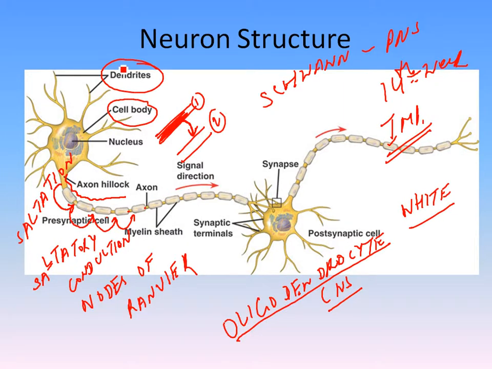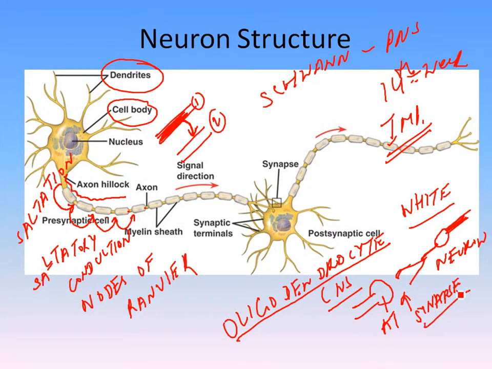At the end of the terminal knob is a gap, and this is called a synapse. So in other words, the axon terminal is ending here. This is not going to touch the next dendrite. Here's the dendrite, here's the cell body, and here's the axon. This is the axon terminal. The axon terminal is not going to touch the next dendrite of the next neuron. There's going to be a space, and this space is called the synapse.